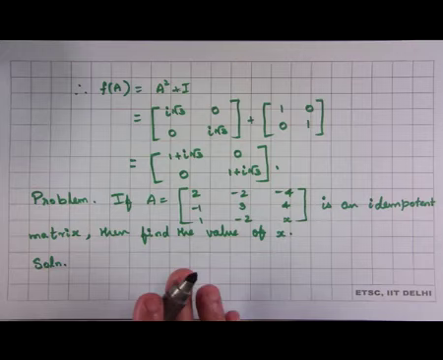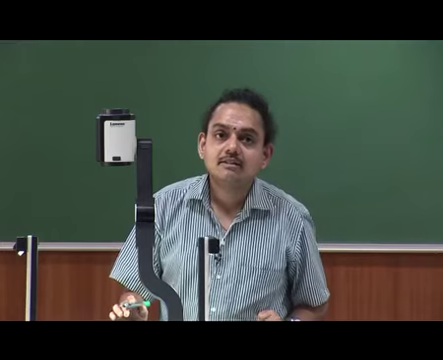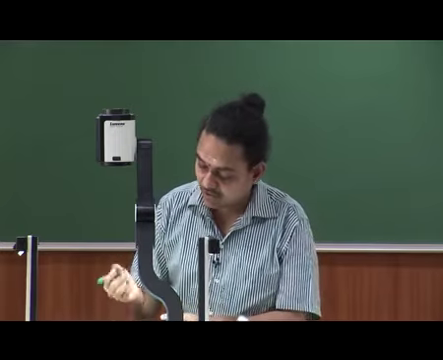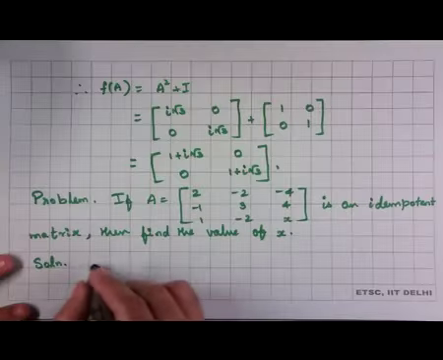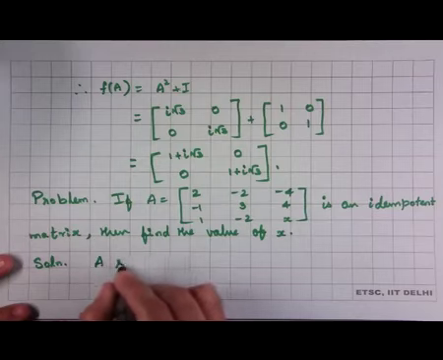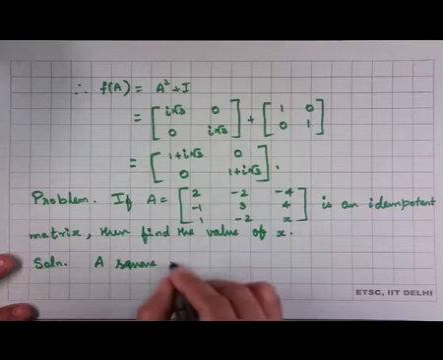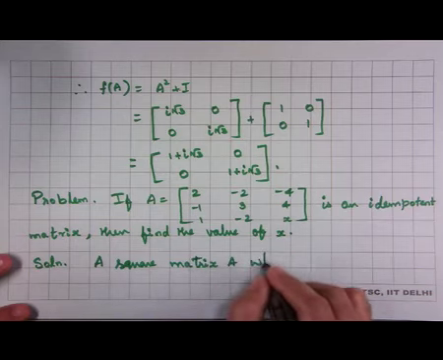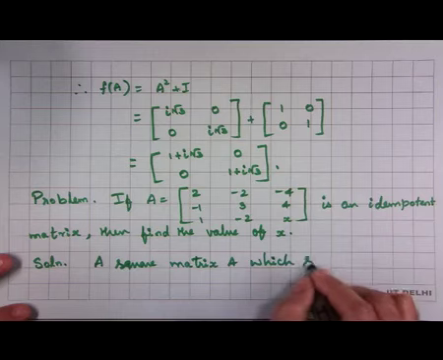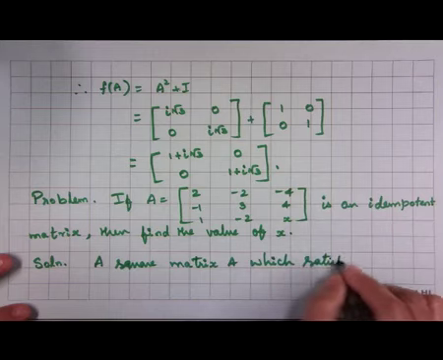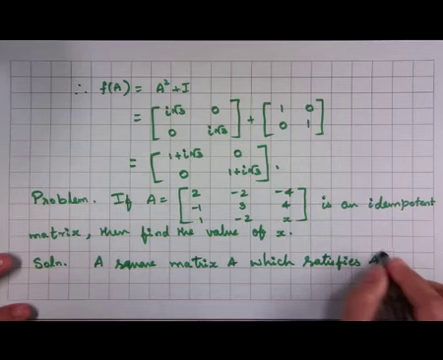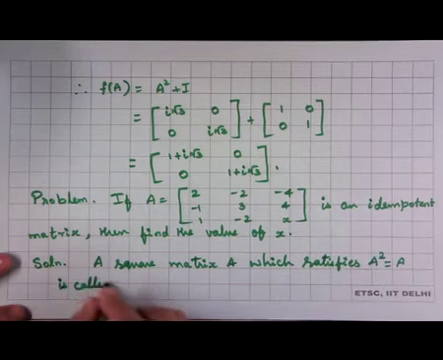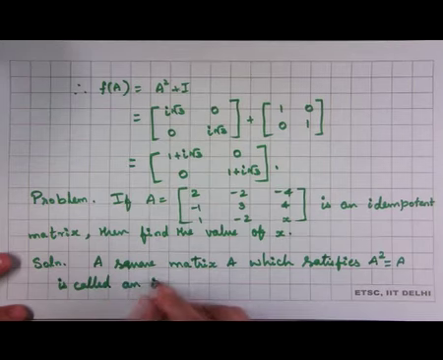What is an idempotent matrix? A matrix A such that A square equal to A is called an idempotent matrix. Or whenever you see a square matrix A which satisfies A square equal to A, it is called an idempotent matrix.